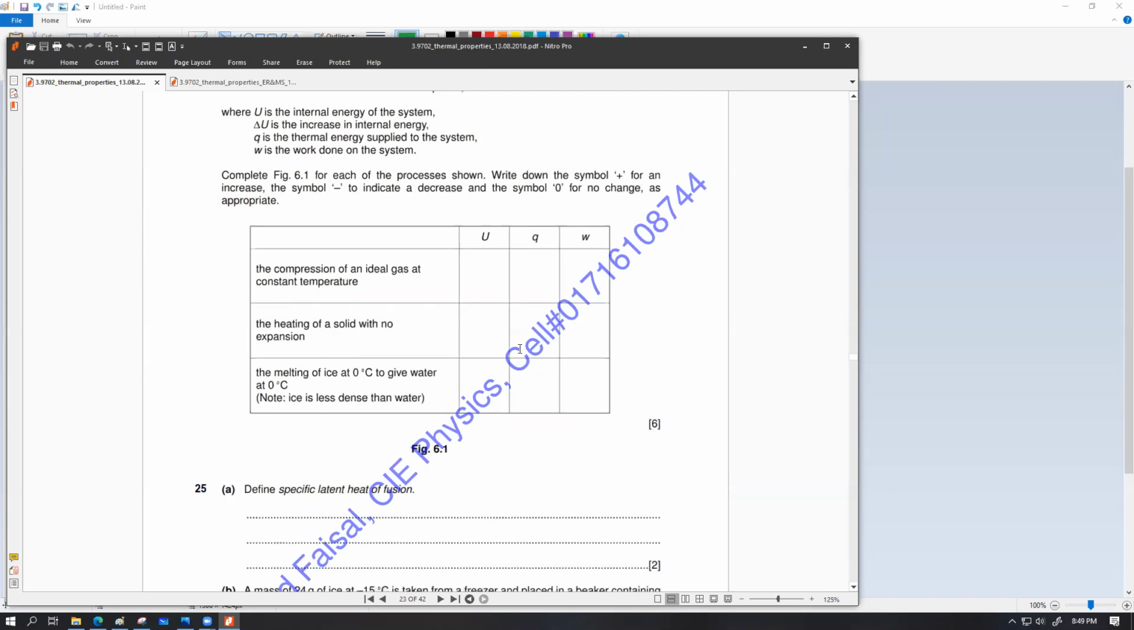But sir, it shouldn't be 0, because some work is being done to weaken the intermolecular forces, right? So sir, why would it be 0? Here is the deal.